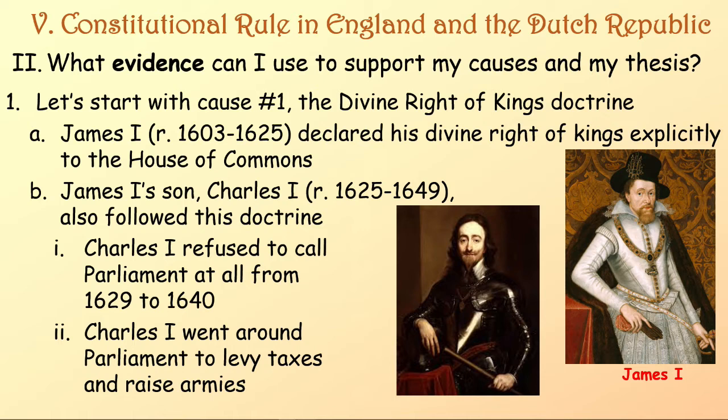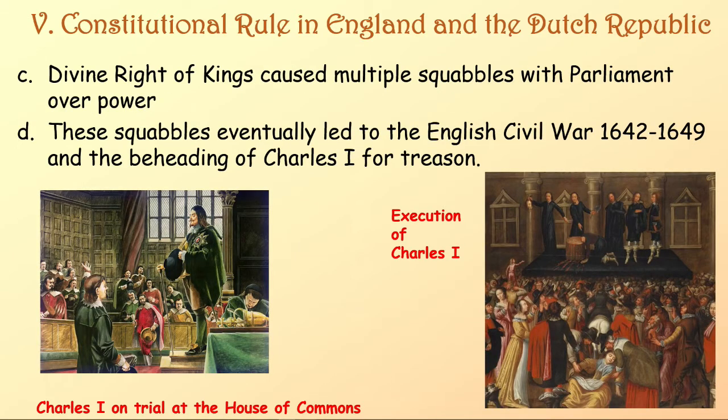Charles I refused to call Parliament at all from 1629 to 1640. Sounds a little bit like Louis XIV. And Charles I went around Parliament to levy taxes and raise armies. Divine right of kings caused multiple squabbles with Parliament over power. And these squabbles eventually led to the English Civil War from 1642 to 1649 and to the beheading of Charles I for treason.